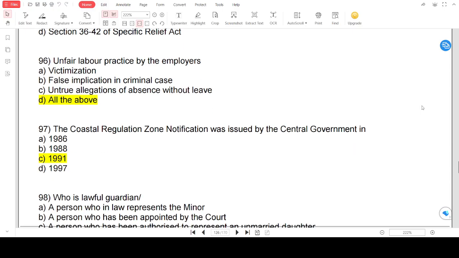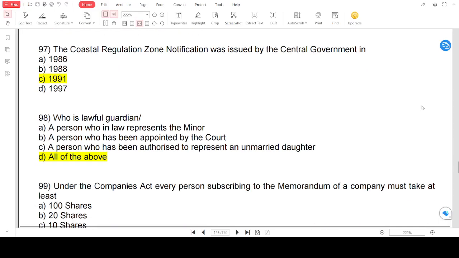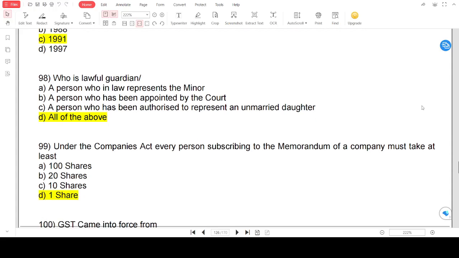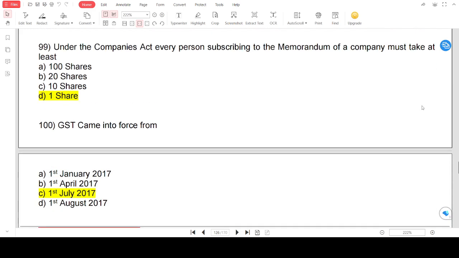The Coastal Regulation Zone notification was issued by the central government in 1991. Who is a lawful guardian? One who in law represents the minor, who is appointed by court, and who is authorized to represent the unmarried daughter, all of the above. Under the Companies Act, every person subscribing to the memorandum of a company must take one share. GST came into force on 1 July 2017.